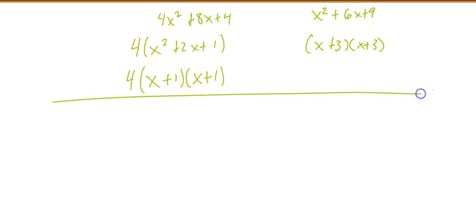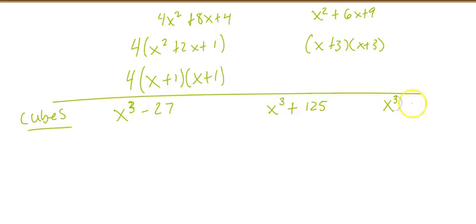Really no big deal. Now let's do cubes, because, yeah, cubes, those are fun. So let's say we have x squared minus 27, not squared, cubed. x cubed minus 27, x cubed plus 125, and then let's do 2x to the fourth minus 250x. Okay, so my sums and differences of cubes.